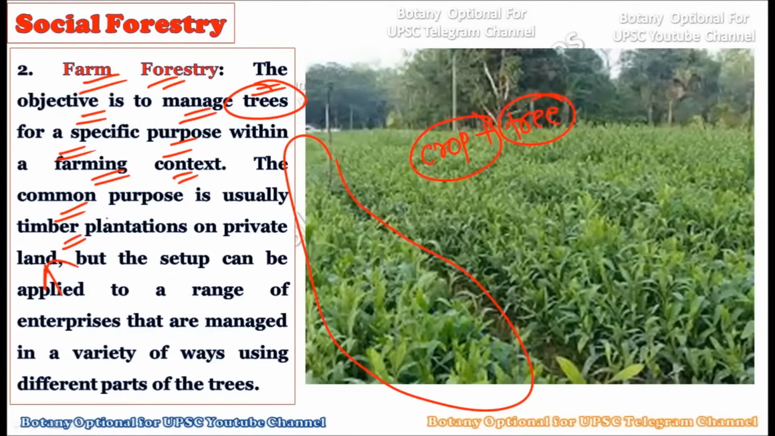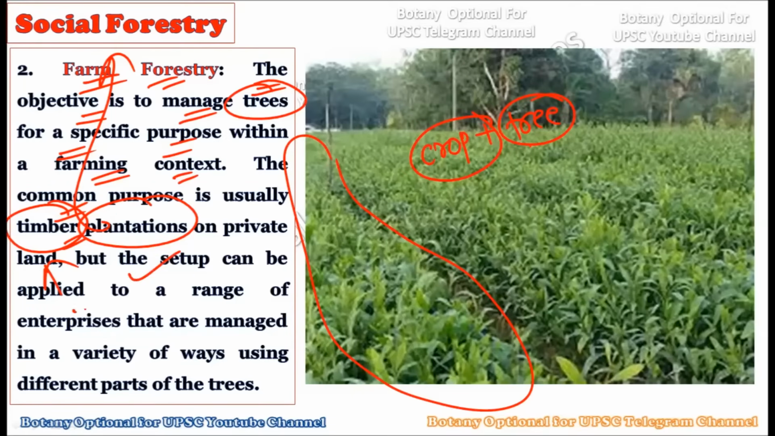Whatever the private lands are, timber plantation is the type of forestry often seen there, and this forestry is done for a specific objective. This specific objective, for example, can be timber plantation. We can plant trees which will only give us timber. So this type of forestry is called farm forestry, on private lands of course.